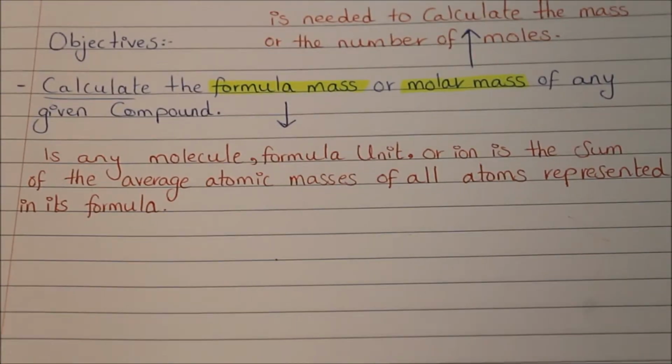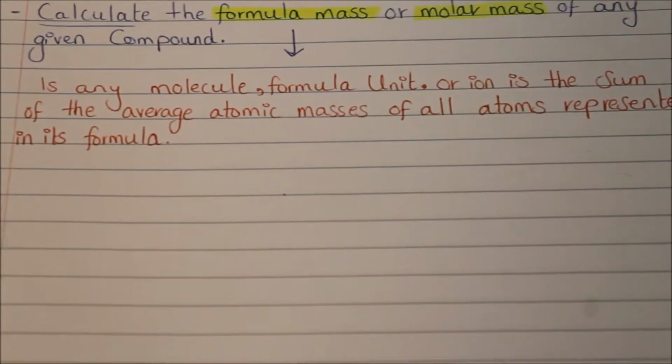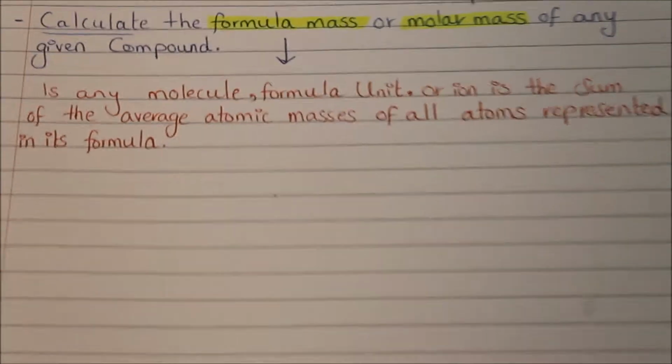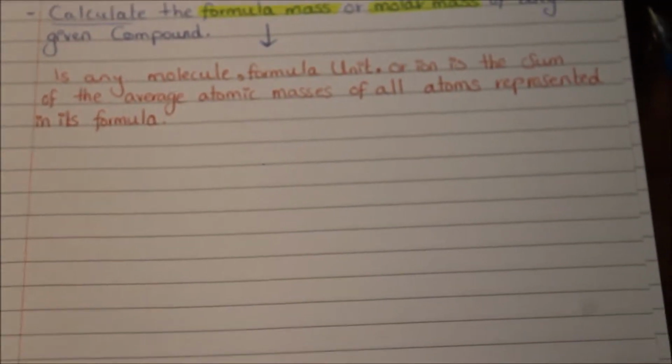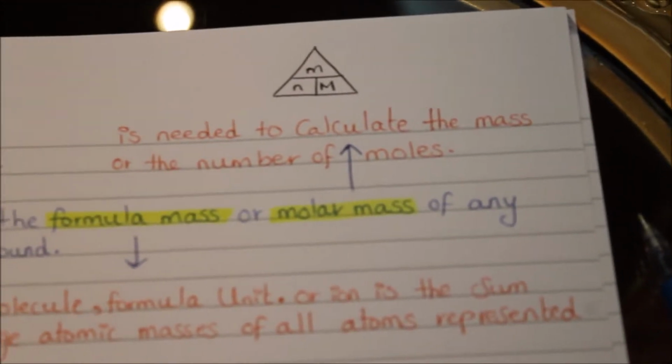Objective 1. Calculate the formula mass or molar mass of any given compound. Formula mass of any molecule, formula unit, or ion is the sum of the average atomic masses of all atoms represented in its formula. Molar mass is needed to calculate the mass or the number of moles.